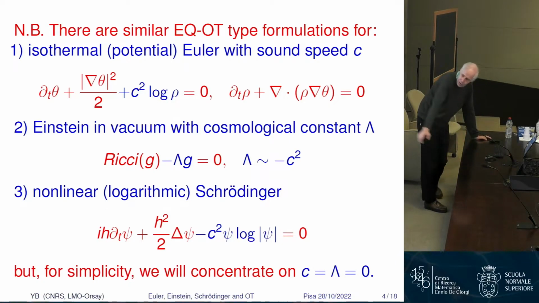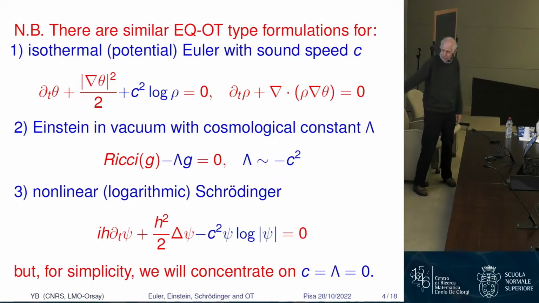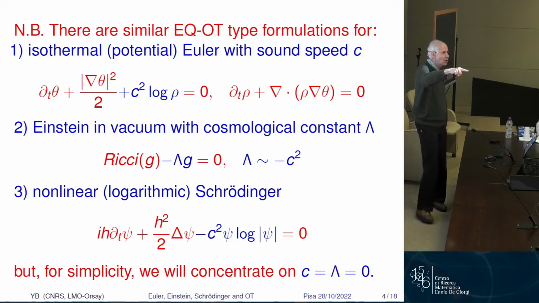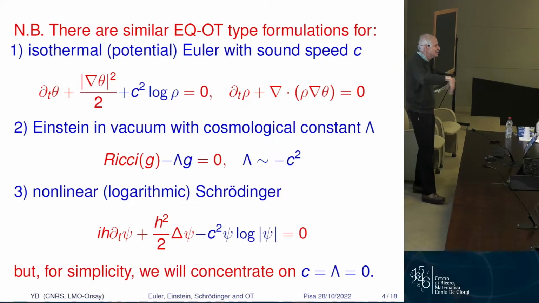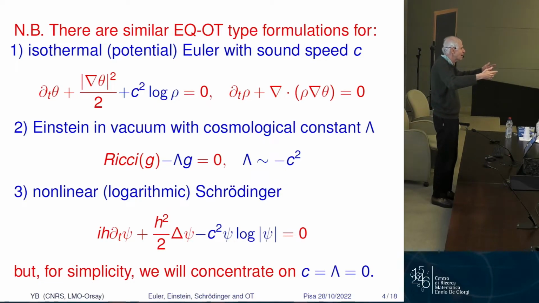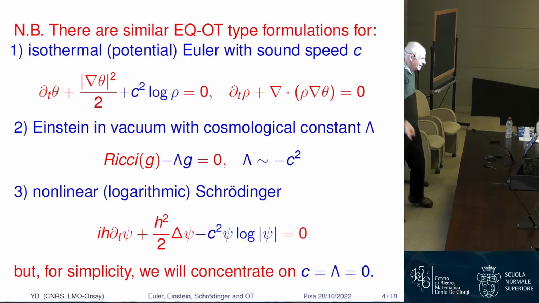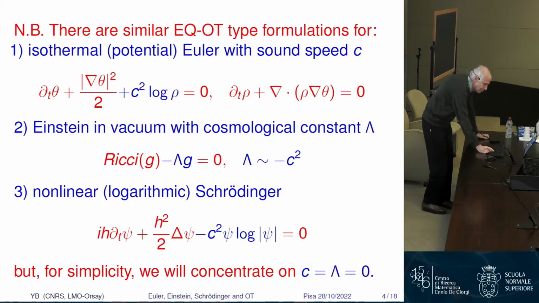Okay, but in order to not make things too complicated, I will just concentrate on the case where there is no C and no lambda. Which means that in the Euler case, we go back to the pressureless Euler equation. And in some sense, the standard optimal transportation problem has done the job. So there is no need to go back to Euler now, since I removed the C. Otherwise I would have to work a little bit more.